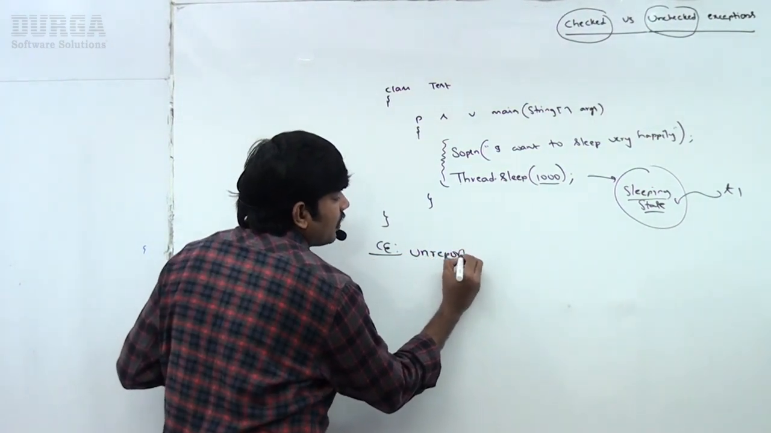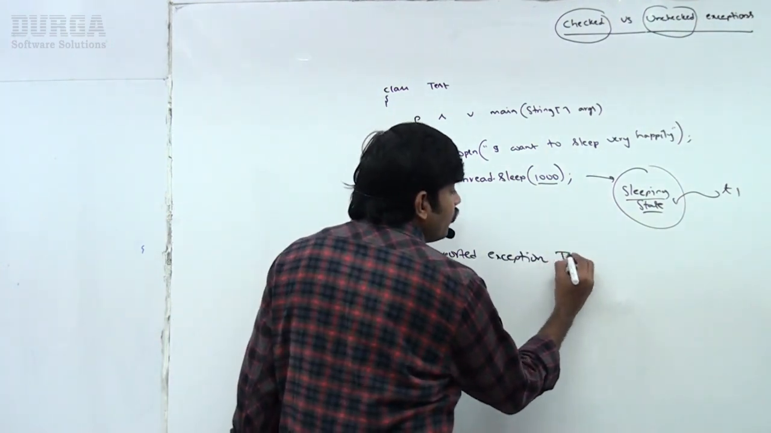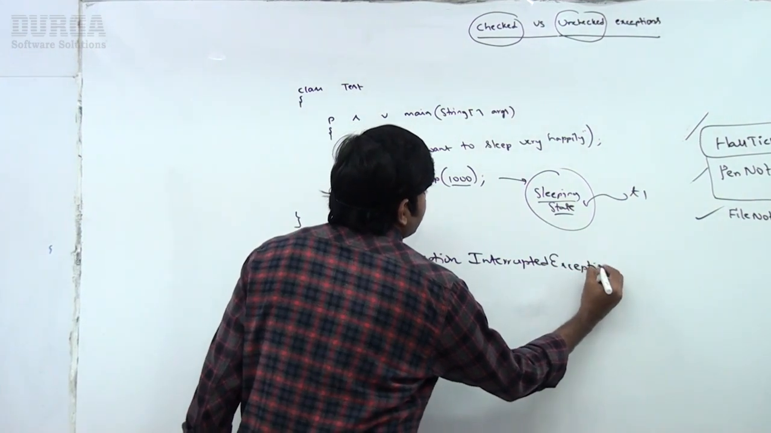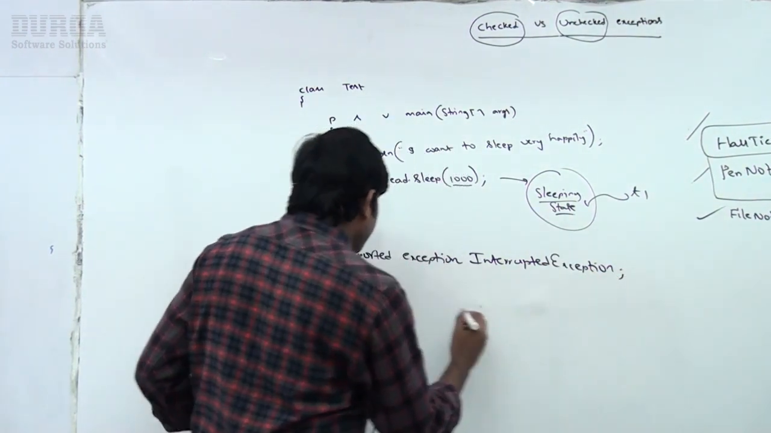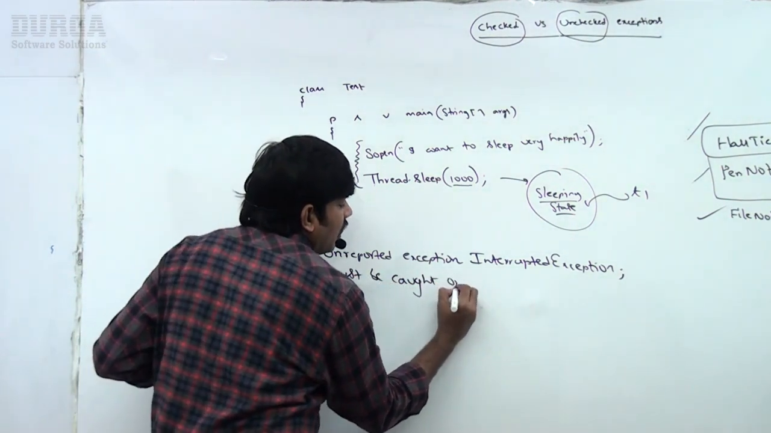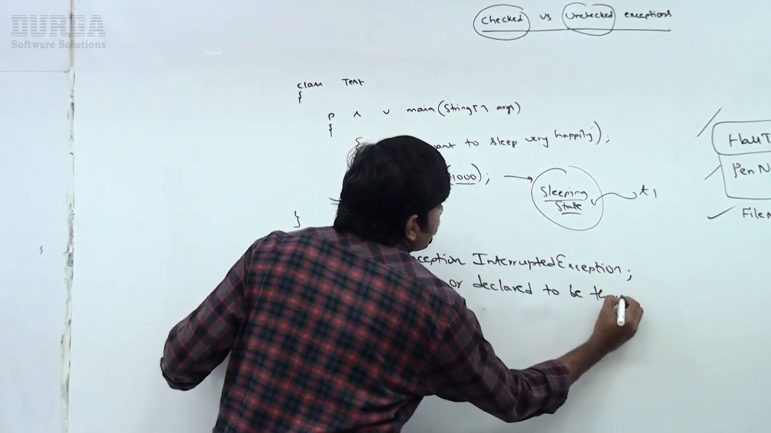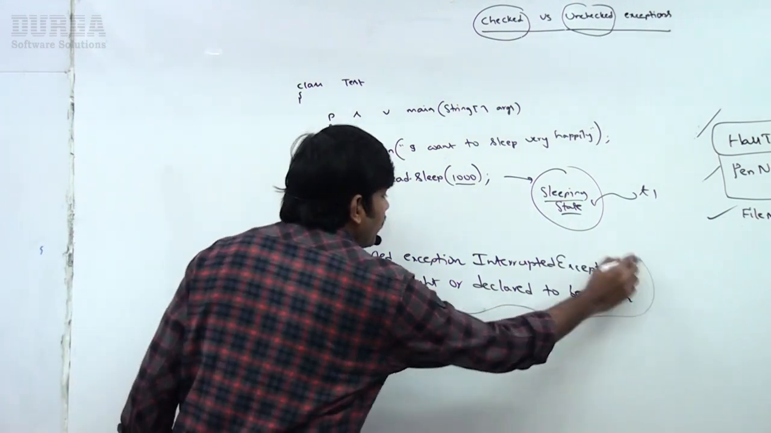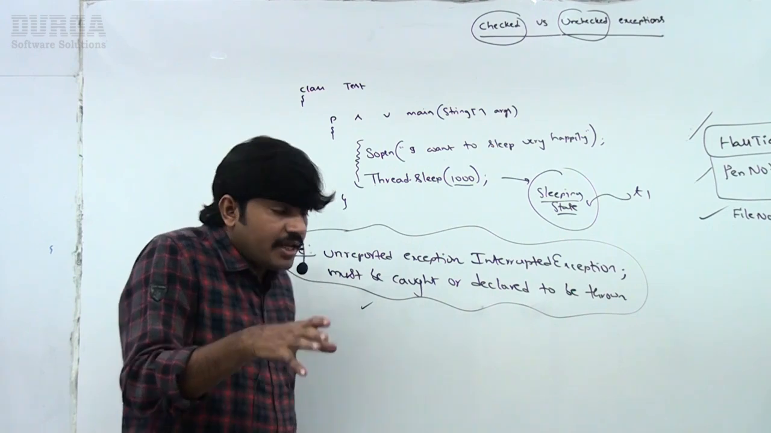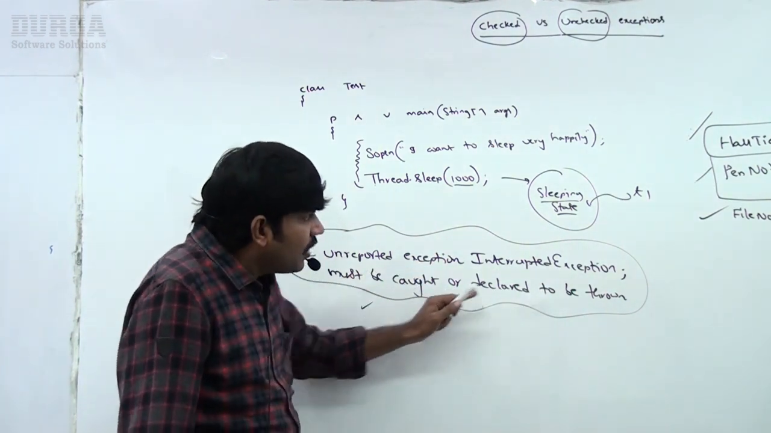Unreported exception. Which exception? InterruptedException must be caught or declared to be thrown. Are you getting? Must be caught or declared to be thrown. This is the compile time error we are going to get. Sir, observe very carefully: unreported exception, InterruptedException must be caught or declared to be thrown.